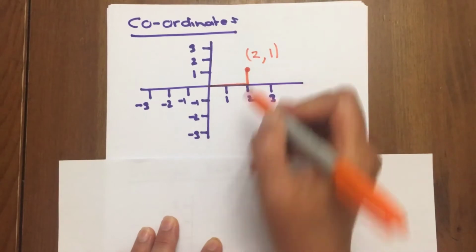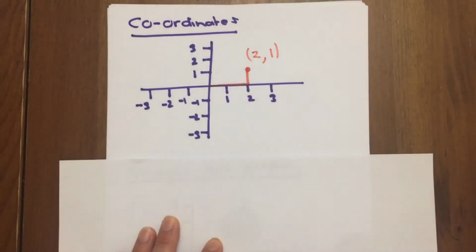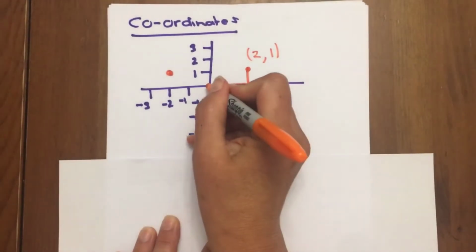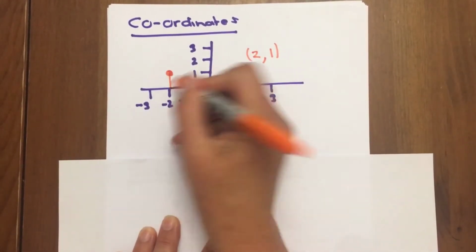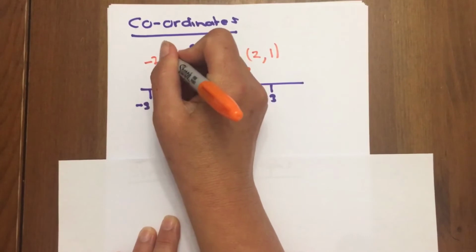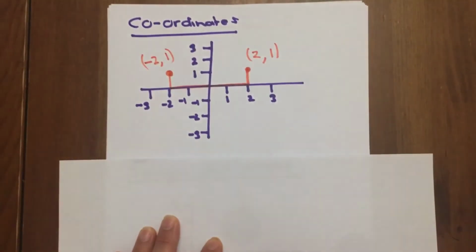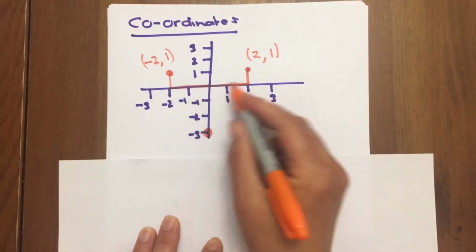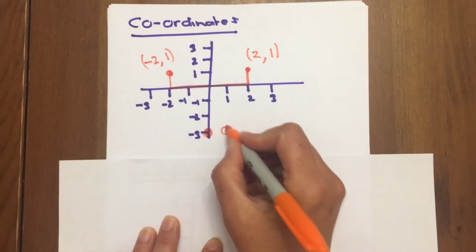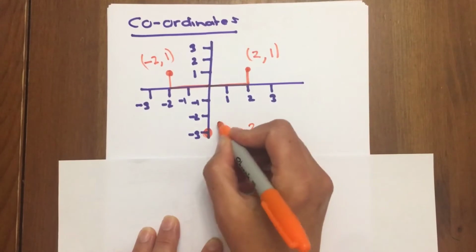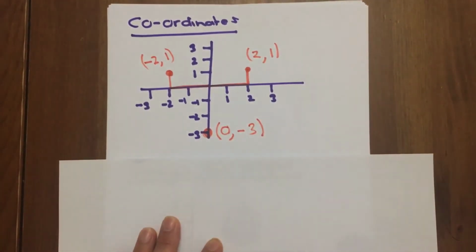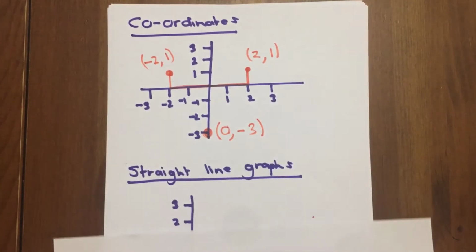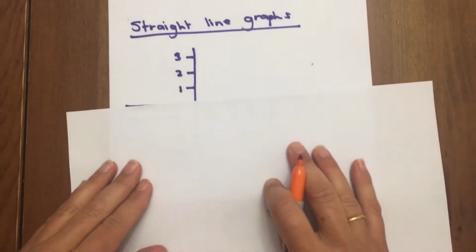2 along, 1 up. Okay, guys, what's this coordinate here? Go along the corridor and up. So along the corridor, up. Last one, what's this coordinate here? Go along the corridor, we're not going along anything, and we go down -3. Okay, so that's coordinates. Right, next, straight line graphs.